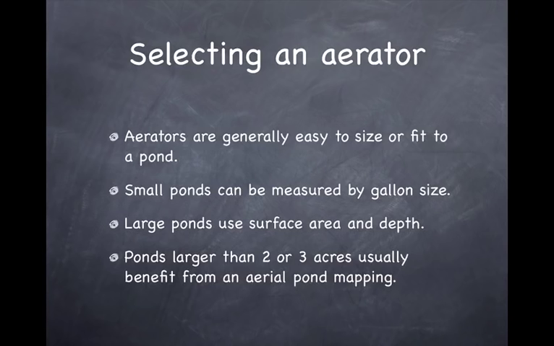Ponds larger than 2 or 3 acres, let's say, that's generally what we find, or some really oddly shaped ponds will benefit a lot from an aerial pond mapping, and we use Google Earth to do this. We take a screenshot of the pond from a satellite, and then we'll have you provide the depth, average and overall of the pond, and we will lay these out and suggest which system would work best for you, and it's very simple and easy to do.